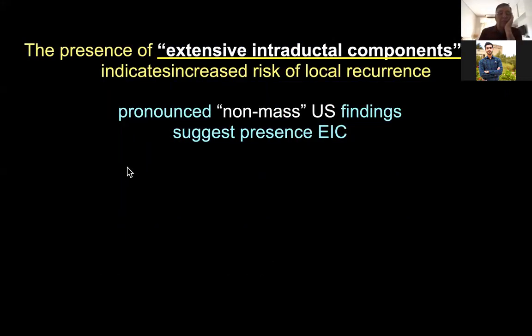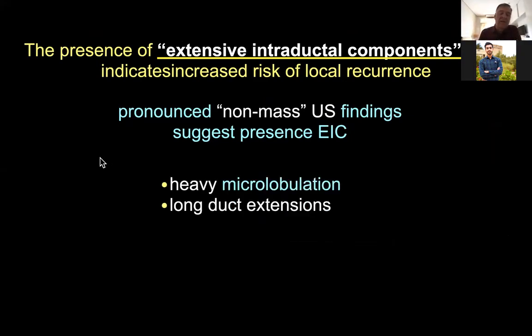Now, how do we know if there are extensive intraductal components? Well, we can look for pronounced non-mass findings. So very pronounced microlobulation, very long duct extensions, very extensive branching pattern. And these tell us, especially if we can see normal ducts in the same field of view, and the ducts we're seeing are 4 times normal size or larger, 5 or 6 or 8 or 10 times normal size, we know that those are going to be DCIS components.